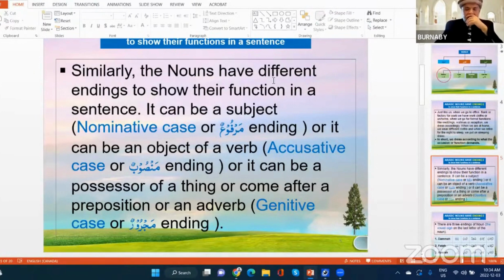The nouns have different endings to show their function in a sentence. It can be a subject. What is the Arabic for subject? Nominative case, rafa, or marfu ending. When something is rafa, we call it marfu. Or it can be an object of a verb, accusative case, or mansub. Agree? Or it can be a possessor of a thing, or come after a preposition or an adverb, genitive case, or majroor. Are you with me so far? Okay, let's look at this example.